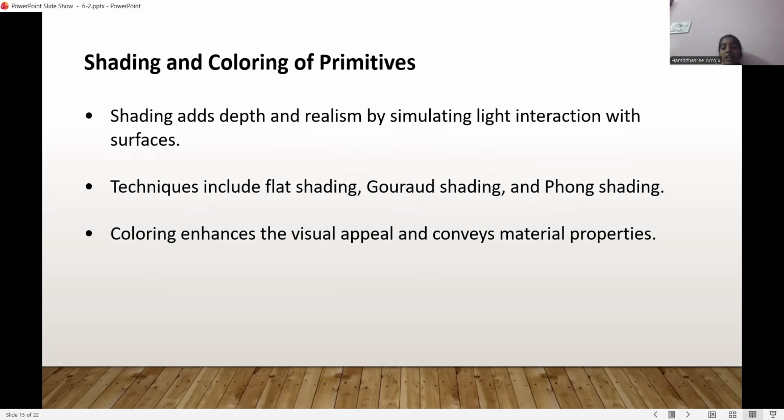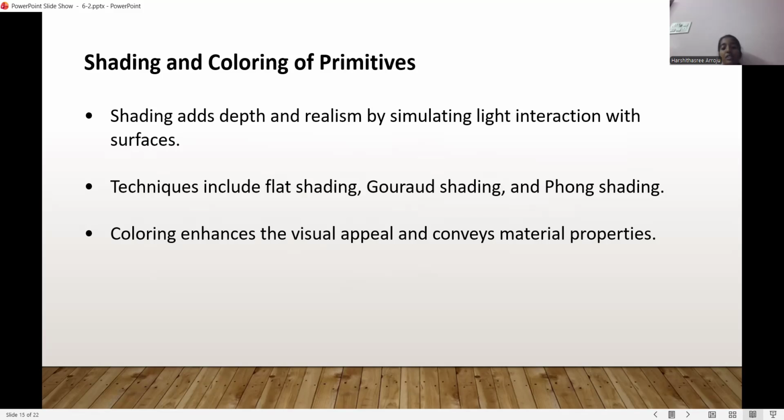Image bitmap is a collection of pixels arranged in rows and columns. Images can be photographs or scanned graphics. They are displayed by mapping pixel values to the screen. Attributes define the appearance of primitives. Color, thickness, style, and pattern are common attributes.